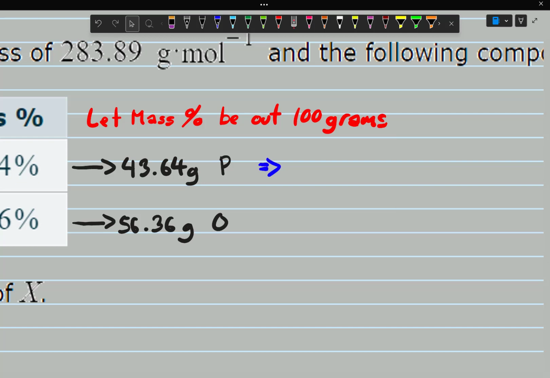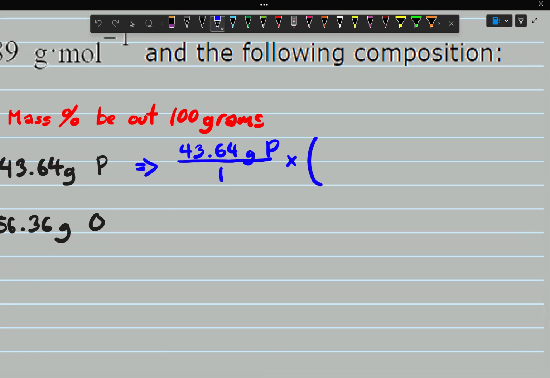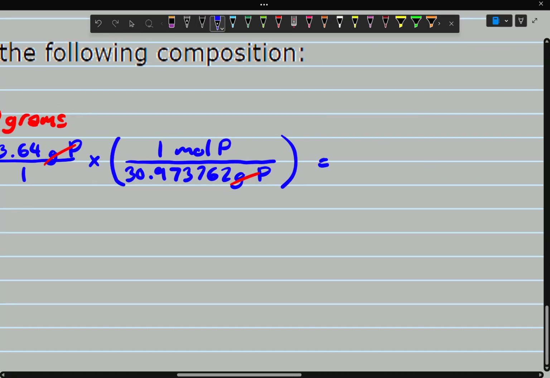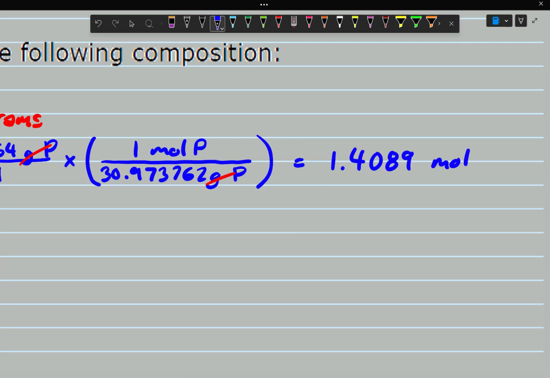So what that's going to look like is 43.64 grams of phosphorus multiplied by the molar mass with grams on the bottom, so it cancels. So that would be 30.973762 grams of phosphorus per every 1 mole of phosphorus. The grams of phosphorus cancel, and we're left with 43.64 divided by 30.97 and so on. If we do the calculation, we're going to get 1.4089 moles of phosphorus.